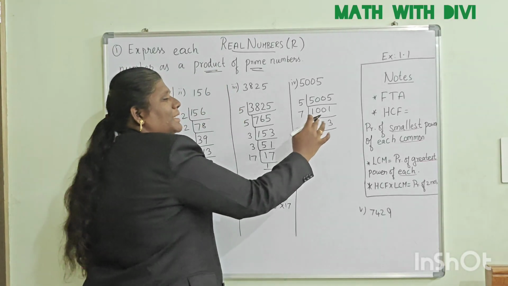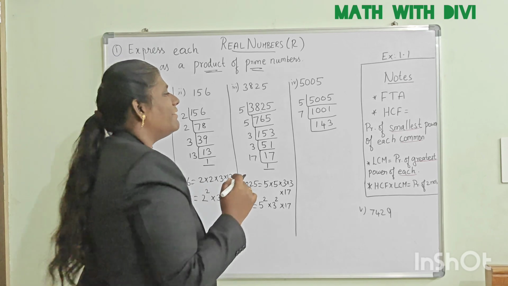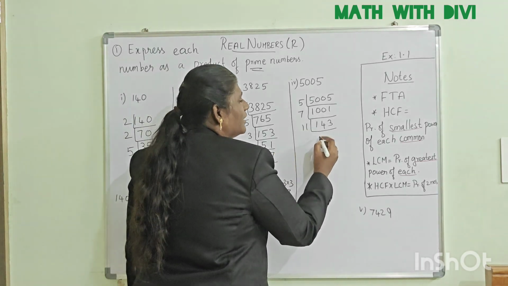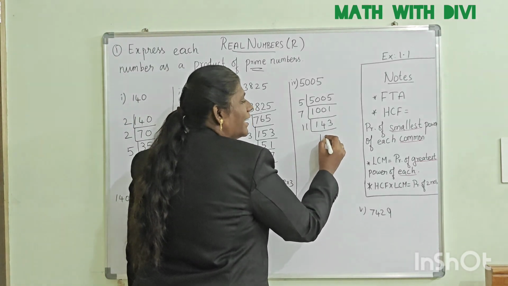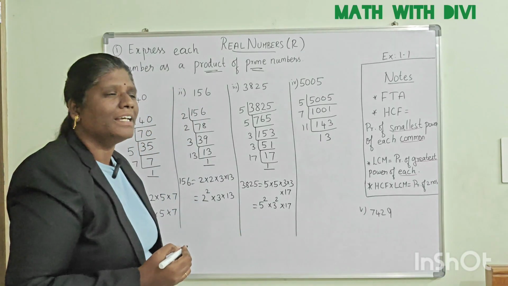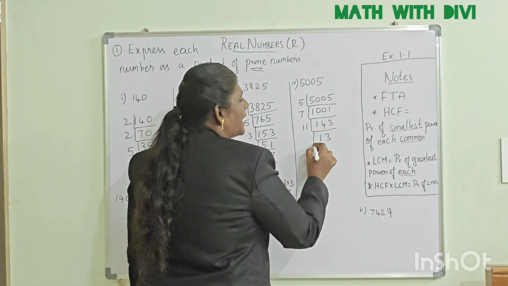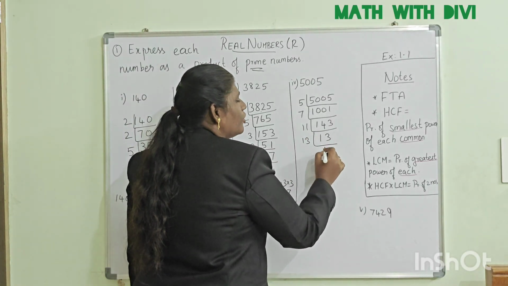So definitely 3 plus 1 is 4. Definitely it will come in the 11 table. So 1 11 is 11 and 3 11s are 33. Again, 13 is a prime number, so we cannot go with another table.